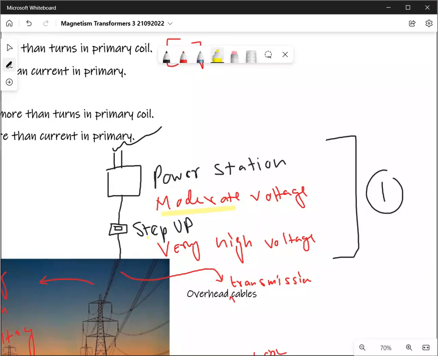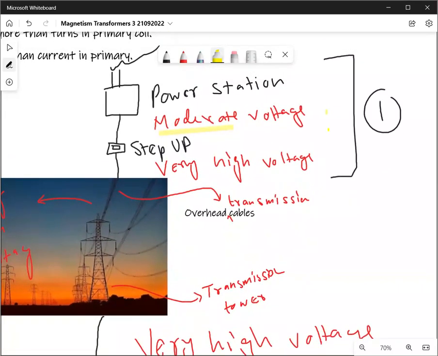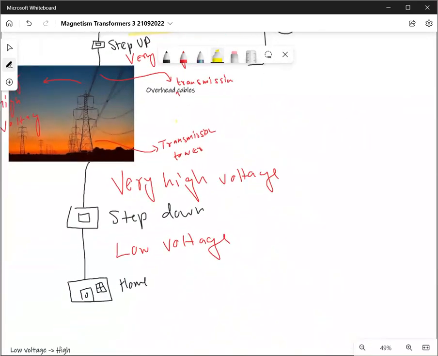Now we're moving on to the next one. What is the voltage in overhead cables? Or the question is, what is the voltage during transmission? I don't think I can hear you, Neha.